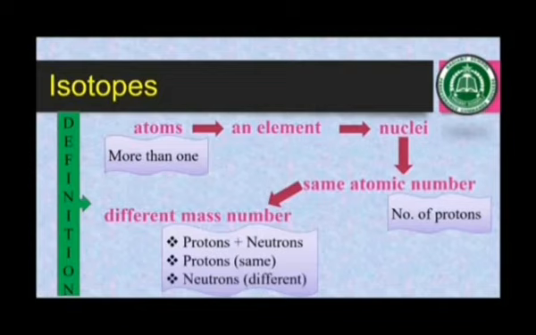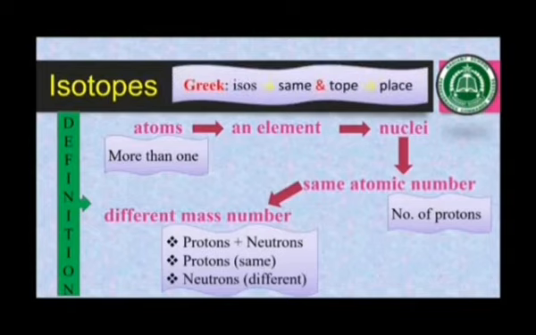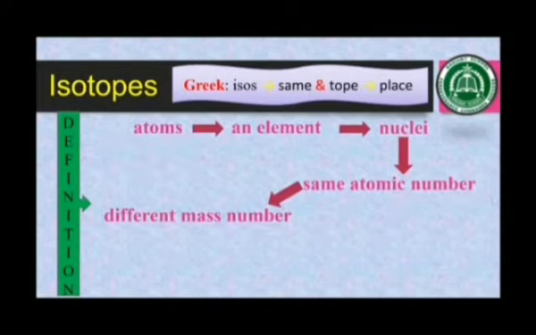So atoms of the same element whose nuclei have the same atomic number, meaning the same number of protons, but different mass number. And here we have seen what is different? The number of neutrons will be different. So this is the definition of isotopes. The word isotopes comes from the Greek words isos meaning same and topos meaning place. So isotopes are the atoms of the same element whose nuclei have the same atomic number but different mass number.